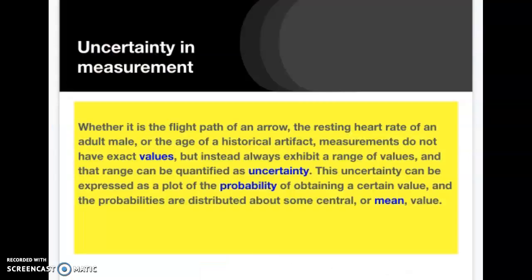In physics, whether we're measuring the resting heart rate of an adult male or the age of a historical artifact, or the force acting on an object, or the distance that can be calculated through the motion of an object, we do not have exact values. We always have a range of values when we are doing this experimentally. That range of values is quantified by uncertainty.